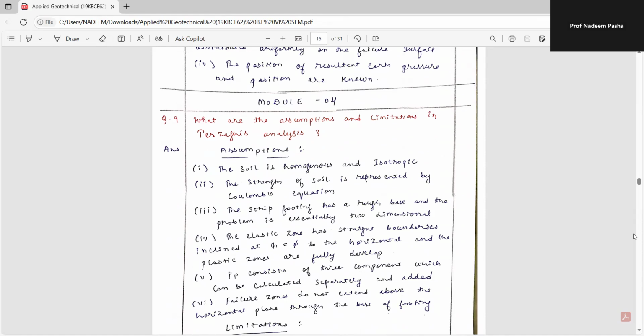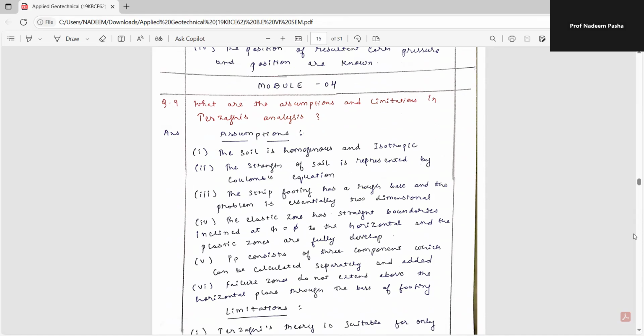What are the assumptions and limitations of Terzaghi's analysis? Assumptions: first, the soil is homogeneous and isotropic. Second, the strength of the soil is represented by the Coulomb equation. The strip footing has a rough base and the problem is essentially two-dimensional.